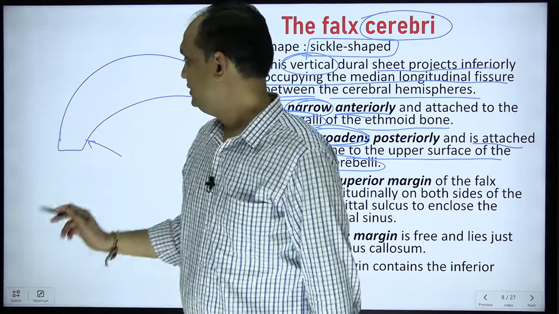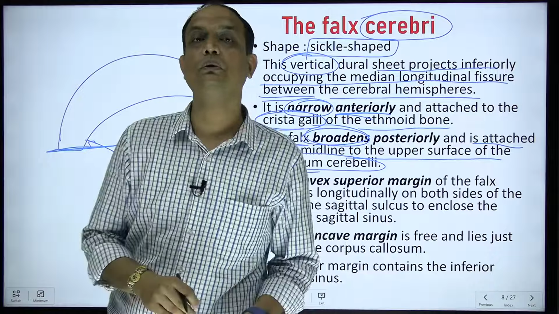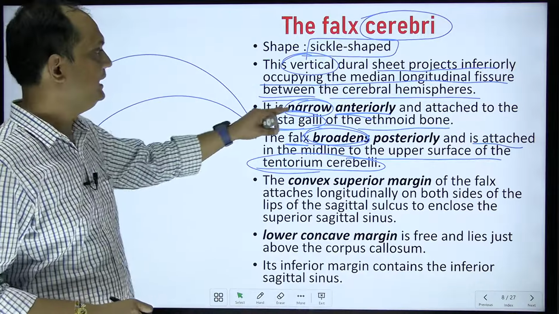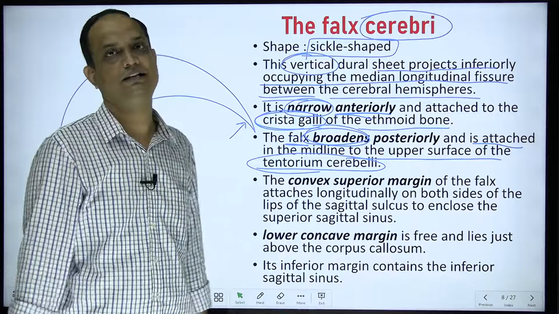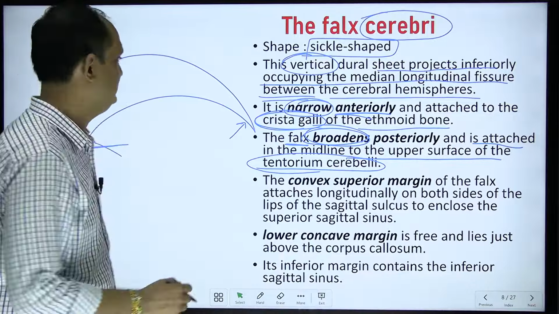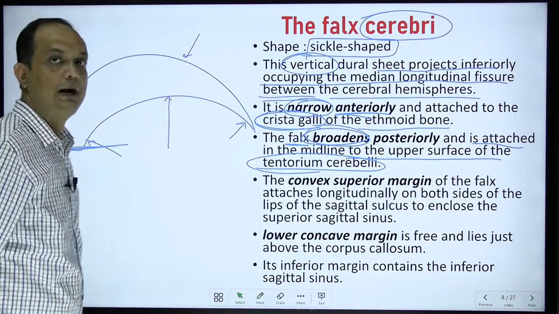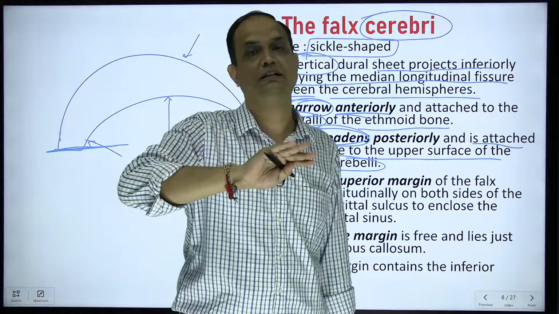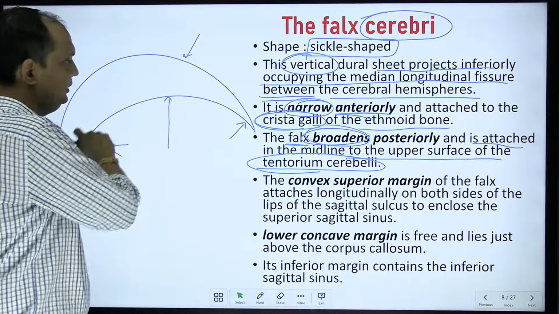So, when you will see this posterior end, below the posterior, what you will find? Tentorium cerebelli. So, एक end तो bone पे attach है और दूसरा end दूसरे dural fold के साथ attach है. Now, when you will see the margins, you can see that there are two margins. One is the lower margin, one is the upper margin. Upper margin is convex. Lower margin is concave. You can see the concavity here in the lower part.